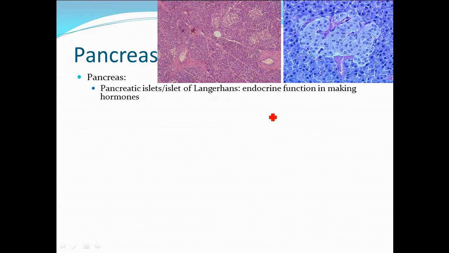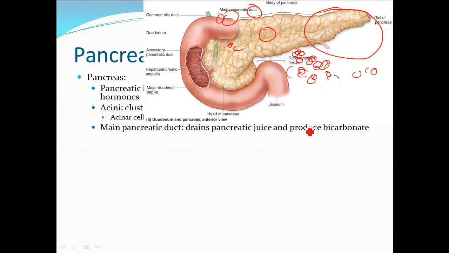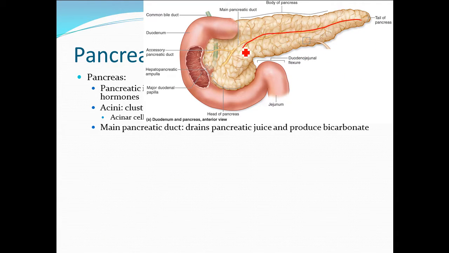Okay. Pancreatic islets, once again, is the endocrine function. Okay, so all these are pancreatic islets. And the acini are all these other cells that surround the pancreatic islets for the exocrine function. So each one of these acini are called acinar cells. When they make the pancreatic juices, they will go through this main pancreatic duct. This is the main pancreatic duct. The main pancreatic duct produces the bicarbonate.